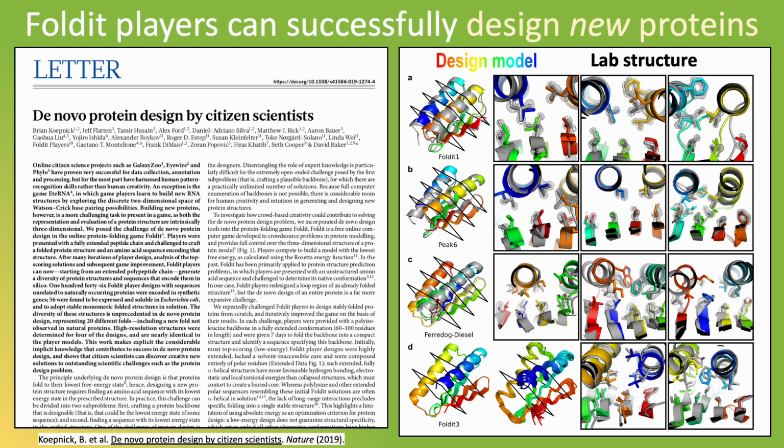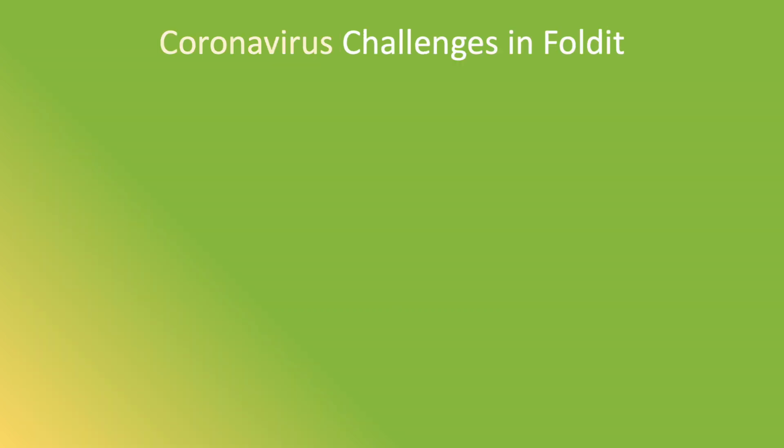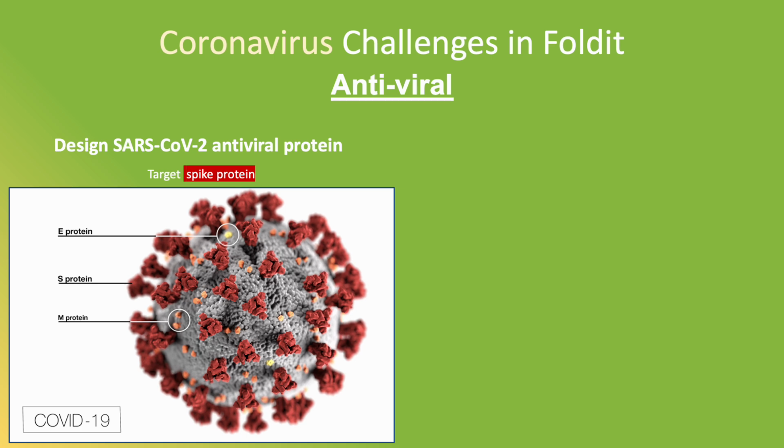So our challenge during the pandemic was to use Foldit players' skills to design proteins against COVID-19. We started by launching 2 challenges in Foldit, trying different strategies to combat COVID-19. The first effort was to design an antiviral protein. By now, we all know the image from the CDC by heart, with the coronavirus spike proteins in red, all of these ones, right, that form a corona around the virus.